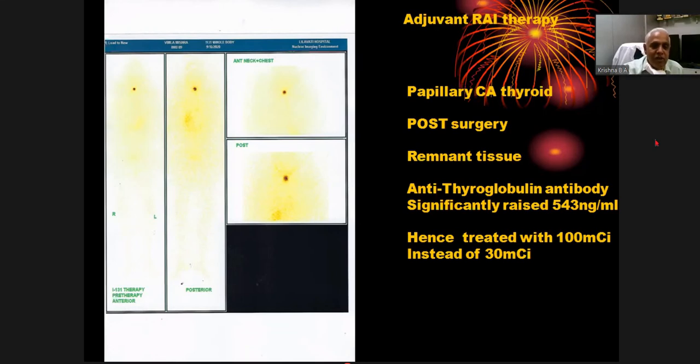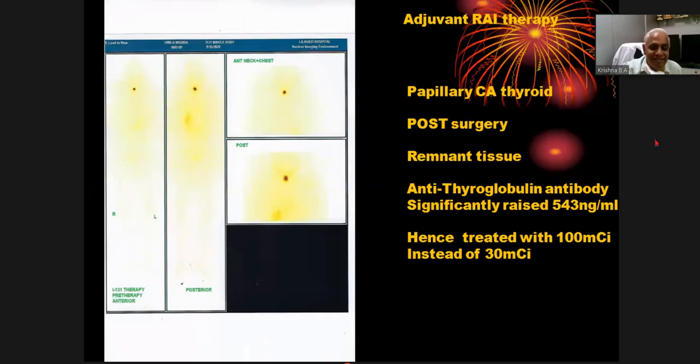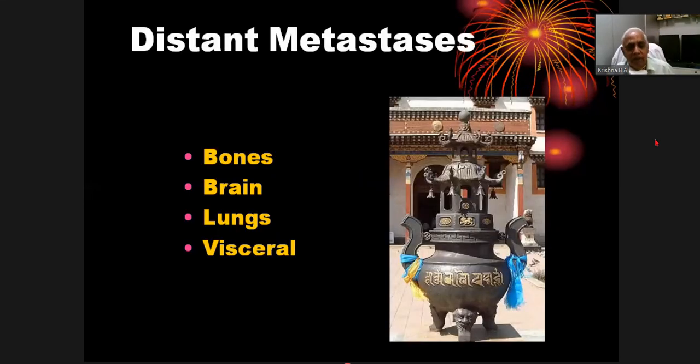But in this patient, the metastatic tissue did not pick up because it was the anti-thyroglobulin antibody that was high, and the thyroglobulin was just 2 nanogram. Now, this is called as a patient. About this I'll discuss later. The metastasis has lost the capacity to pick up radioiodine. What are the metastatic sites in thyroid cancer? Bones, brain, lungs, and visceral metastasis.